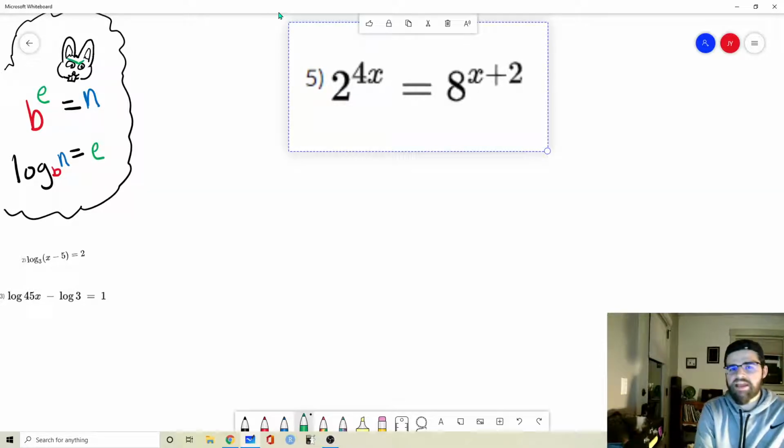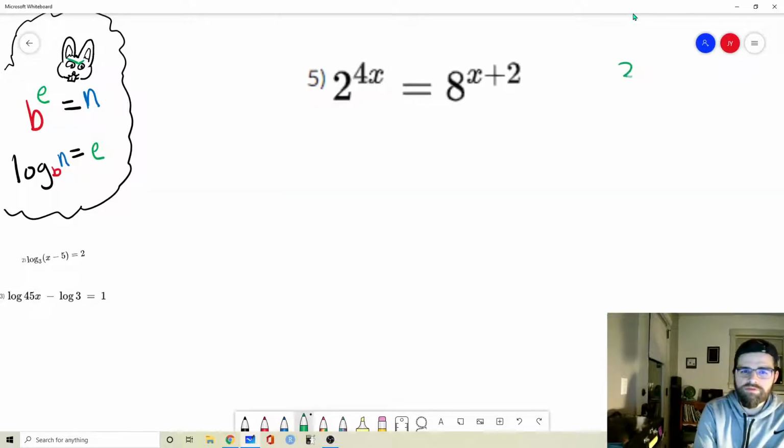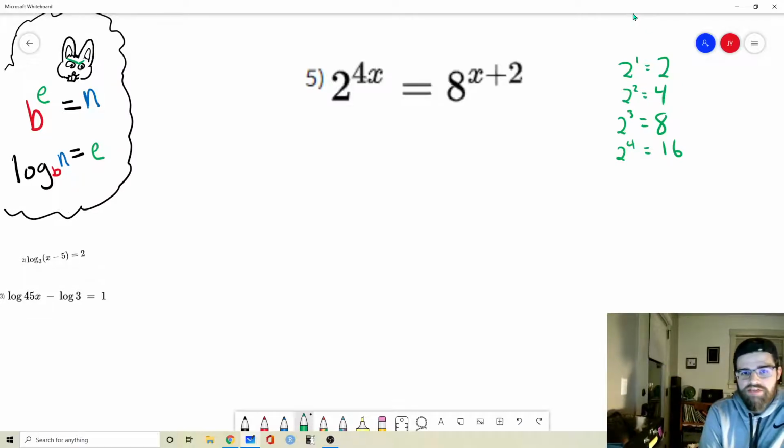Except 8 is a power of 2. We think about our powers of 2, which you probably know pretty well, whether you know it or not, because of technology, computers and whatnot. 2 to the third power is 8. So this fact right here is really important to solving this problem.